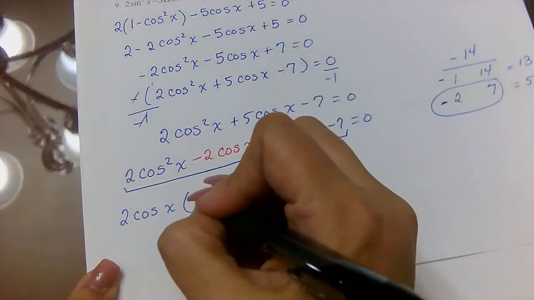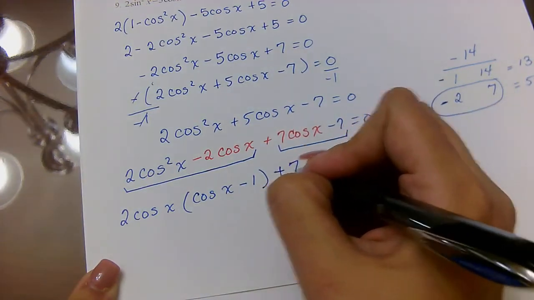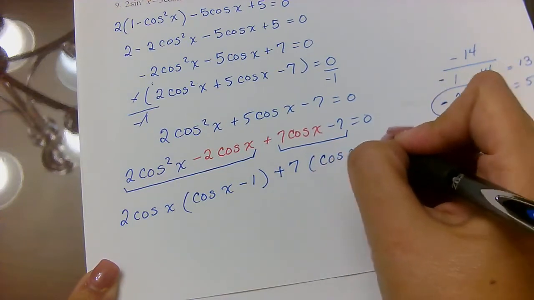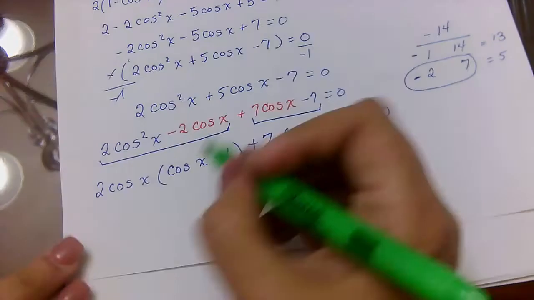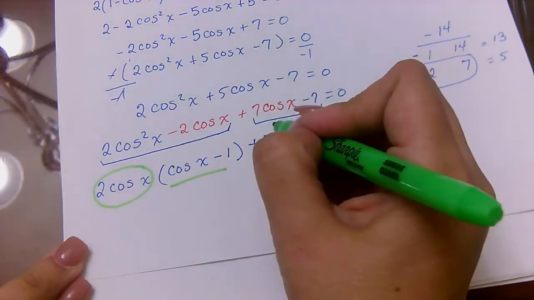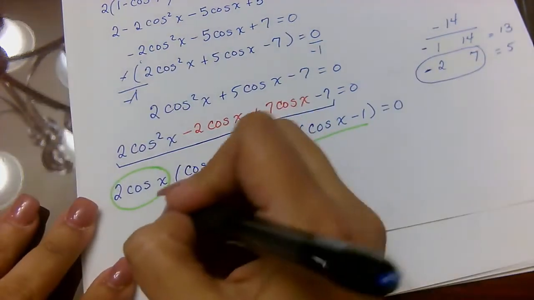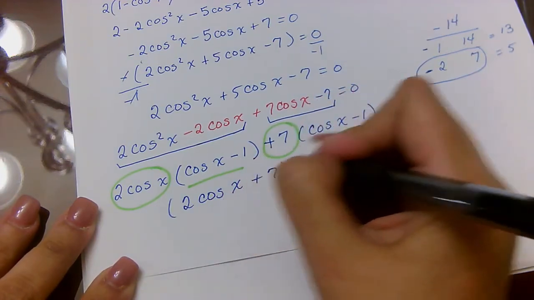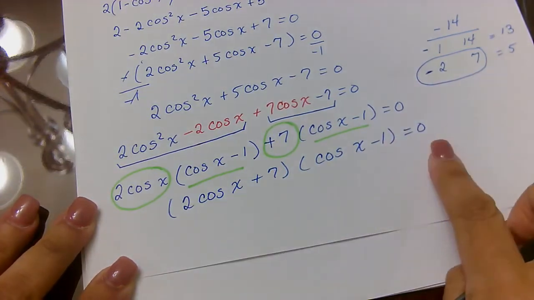And inside, we're going to have cosine x minus 1 plus 7, common 7, inside the parentheses cosine x minus 1 is equal to 0. Remember, the important thing you need to make sure is that those two match. So I'm going to take this 2 that is outside of the parentheses and we're going to group those together. This will be 2 cosine x plus 7 times cosine x minus 1 equal to 0.